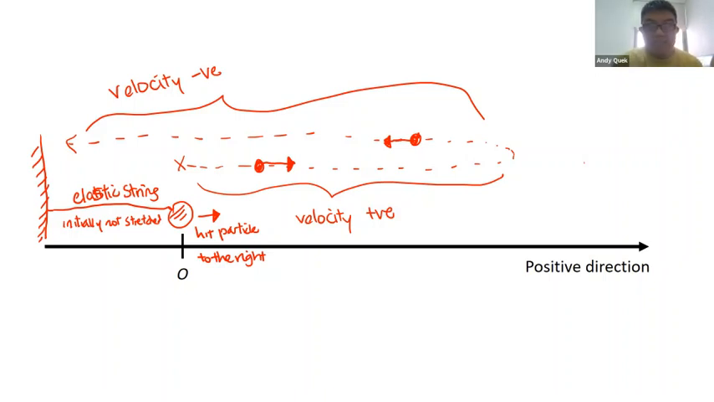Now, the acceleration in this case is pointing to the left throughout the whole motion. So even though the particle started off with a certain speed, it continues to slow down. It continues to experience what we call deceleration or negative acceleration.